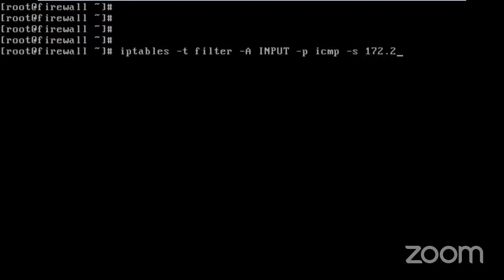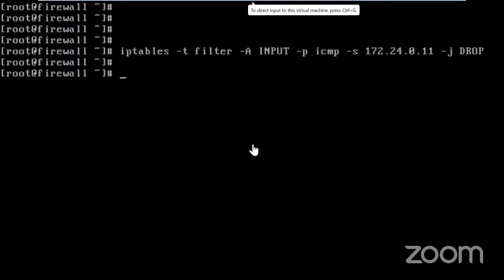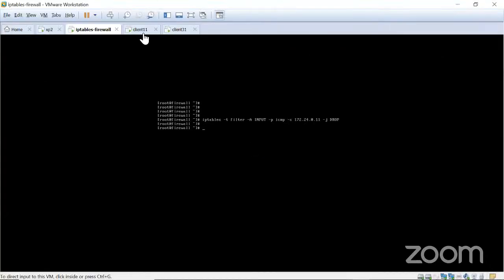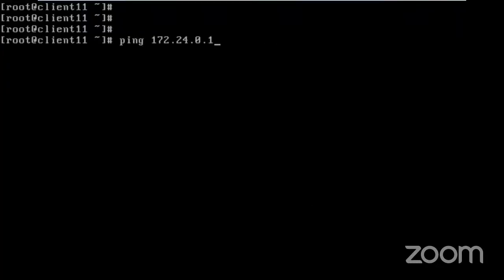Then we have to specify the source, 172.24.0.11. Then what we have to specify? -j DROP. So let us see. That means iptables, filter, input direction, protocol is ICMP, and from this source, just block the ping. -j DROP means drop the traffic. So in my case, I will go and check. Let us see whether ping is working or not. Now you are going to see that ping is not working.